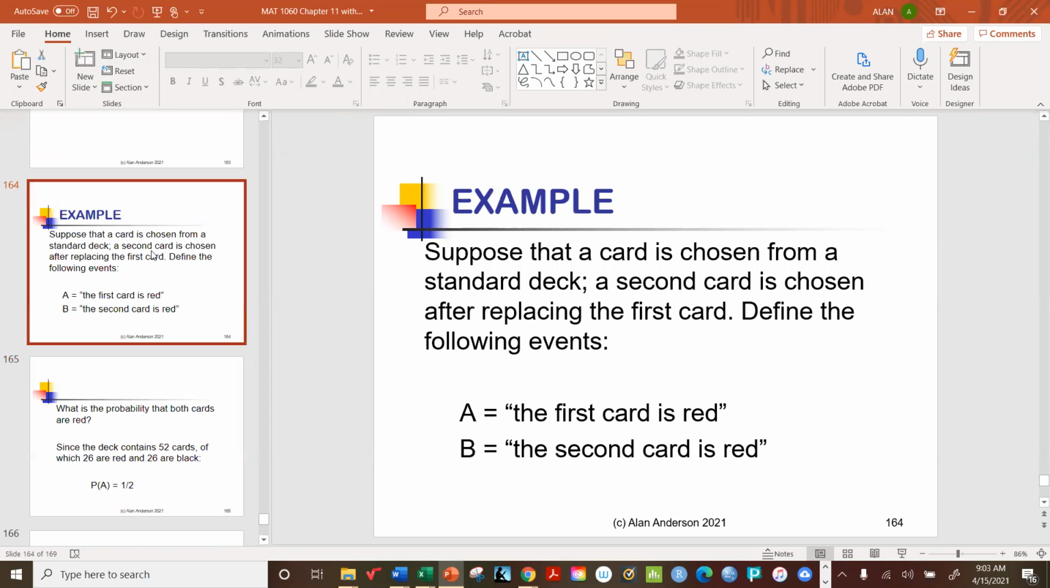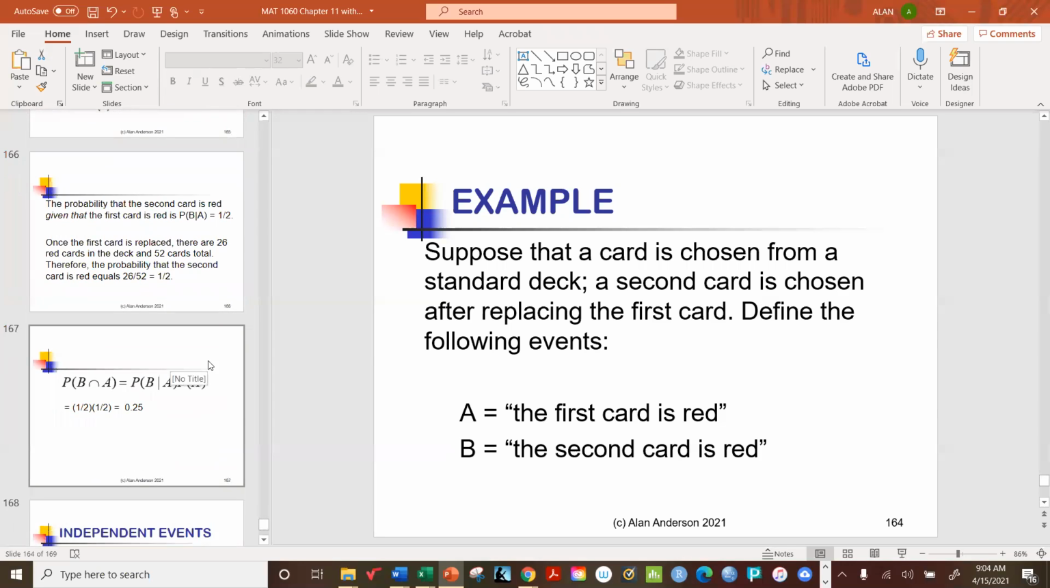Oh, here's another case where the events are independent. A card is chosen from a deck. A second card is chosen after replacing the first card. So what that means is that when we take the second card, the entire deck is still intact. So the events that we are defining are the first card is red and the second card is red.